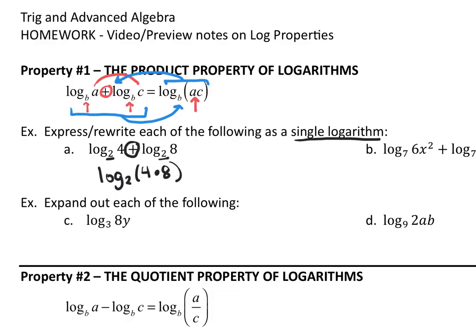Now, of course, that's not a step you have to show. What you can do is go right to what that is multiplied. And of course, that would be log base 2 of 32. And for now, we're not going to evaluate it. I just want you to see how we can join the 2 logs together.